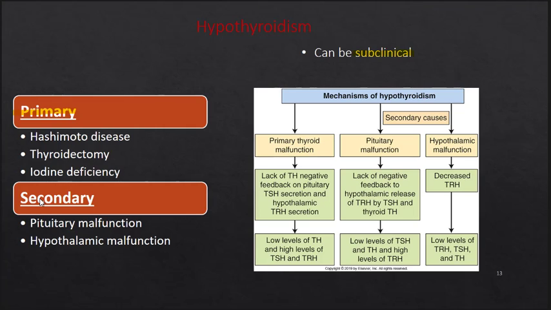We also have secondary hypothyroidism, and sometimes this is called central hypothyroidism, and it's related to either pituitary failure or hypothalamic failure. And you can see, looking at this image, the three main mechanisms that can contribute to hypothyroidism. So we have primary thyroid malfunction, which we spoke about at first, and then there is secondary hypothyroidism, which involves pituitary and hypothalamic malfunction.